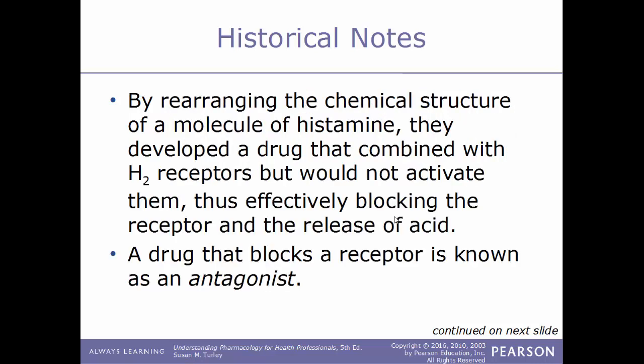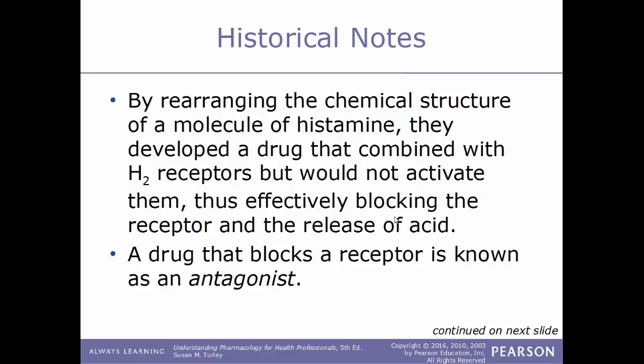So by rearranging the chemical structure of the molecule histamine, drug researchers developed a drug that combined with H2 receptors but would not activate them, thus effectively blocking the receptor and the release of acid. So that's why a drug that has this action is known as an antagonist. It will physically block the receptor on the cell but doesn't turn it on. It basically gets in the way of the drug that would activate it. So that's why it is a blocker.